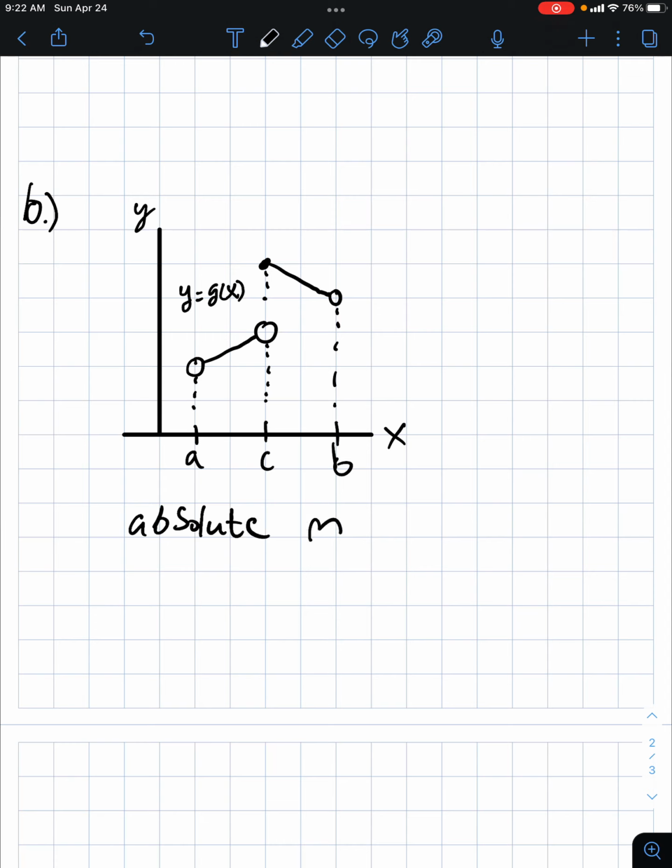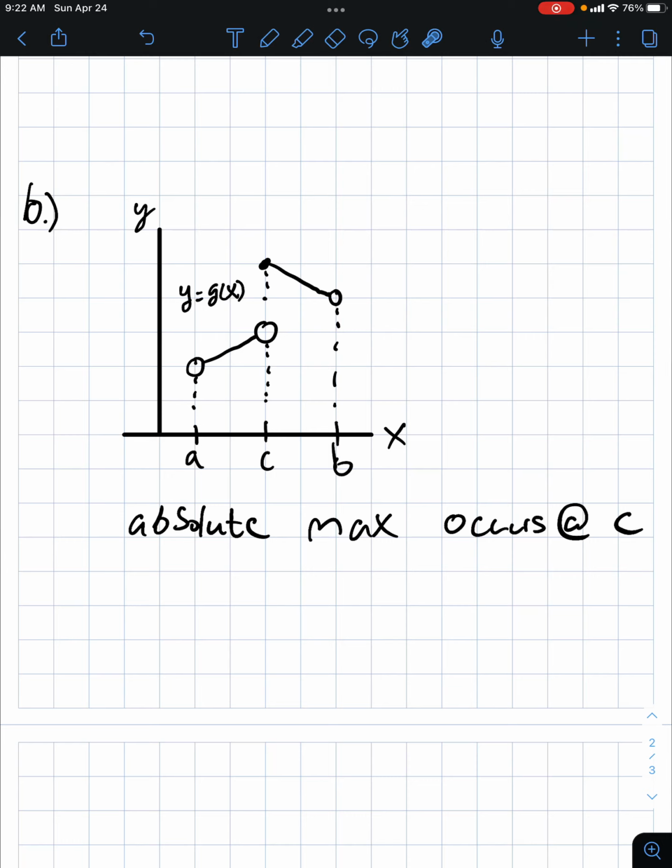And where do we see the absolute max? Well, that occurs at the point C. Not the open interval, not this point, but this is our absolute max, the closed interval for this figure or graph.